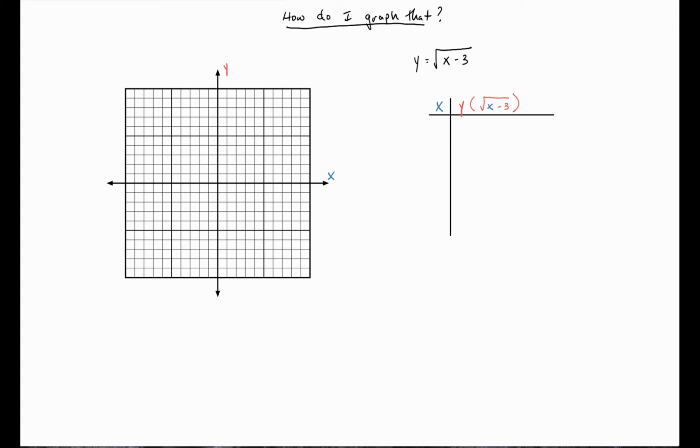First off, x is the input when something is written in functional form. So we're going to pick x values, and those x values will tell us what the corresponding y value is, and then we have a point, an x and a y. So first off, let's talk about, are there any x values we can't pick? And the question you kind of want to ask here is, are there any x values that will break this equation?